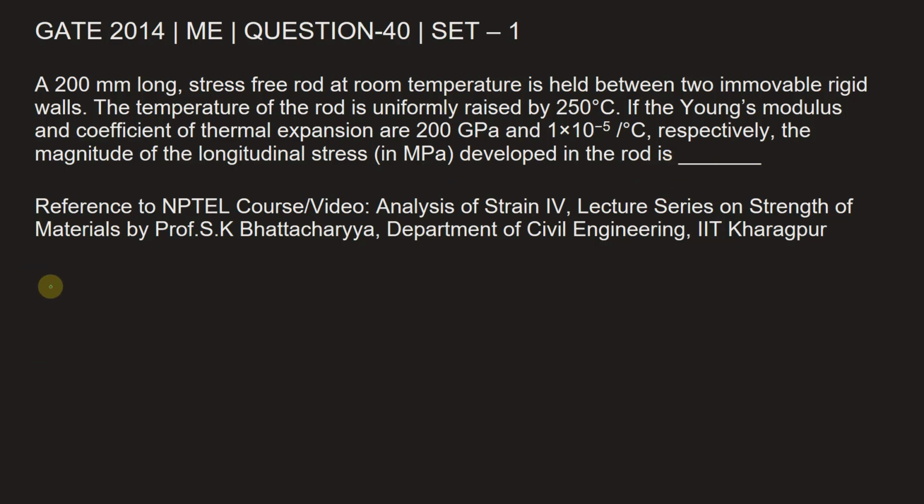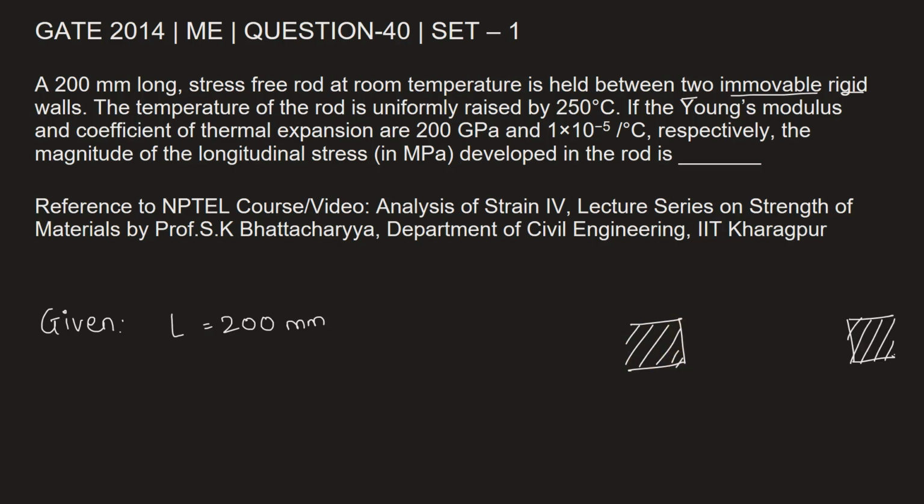Let's write the given things. First thing that is given is the length. Length is 200 millimeters. It is stress-free at the initial condition at room temperature, but it is held between two immovable rigid walls. So, if we look at it like this, we can say these are the rigid walls between which the rod is held, something like this. Initially, stress in the rod is 0. There are no internal stresses.